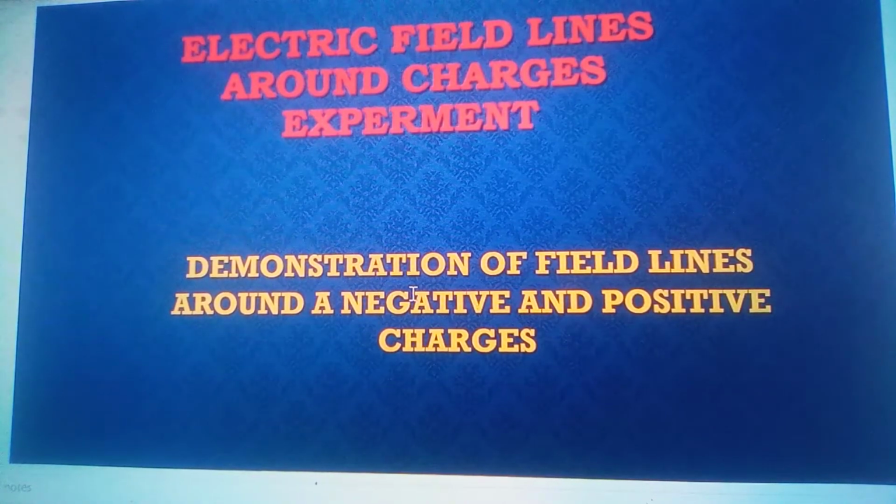We are going to look at an experiment showing how electric field lines run around charges. You know that charges are of two types, positive and negative. So we are going to see how those field lines appear around those charges. Welcome once again to our experiment.